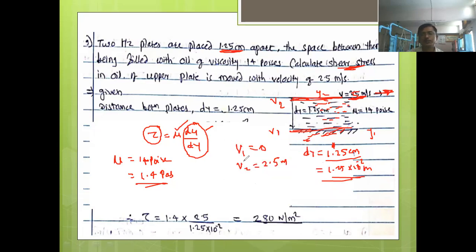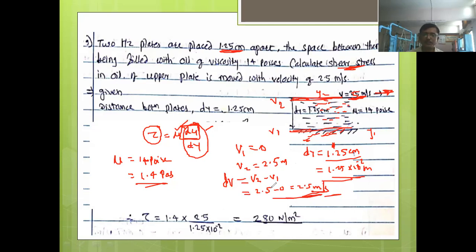Now here we want to find out the relative velocity between them, because in our equation we are concerned with the du, that is the difference or the change in the velocity. The lower plate is moving with 0 velocity, the upper plate is moving with some velocity. So here we can write dv is equal to v2 minus v1. I can write here 2.5 minus 0 is equal to 2.5 meter per second, right? So this is the change in velocity.